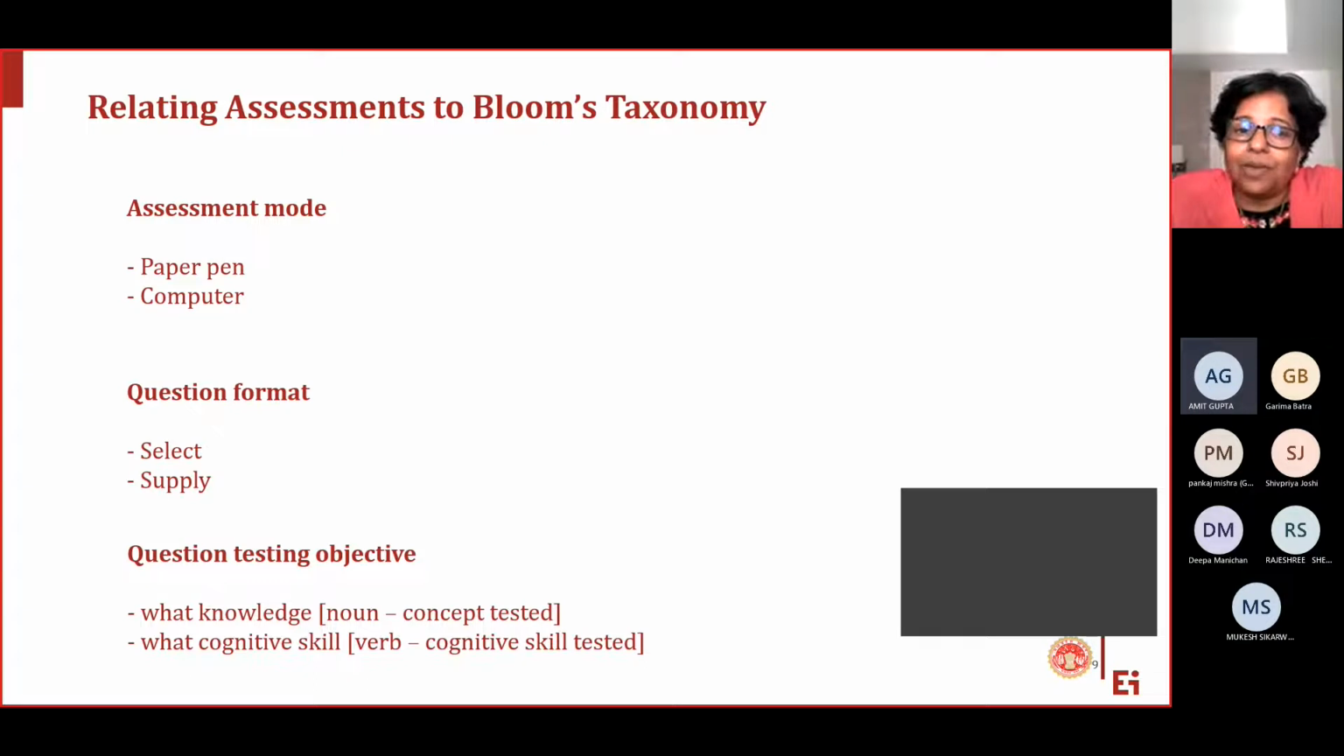And every question should have a testing objective. And what are the two main components of a testing objective? One is what knowledge it is testing, that is the concept you are testing, and what cognitive skill you are testing. So a testing objective should state both the concept that is being tested and also the cognitive skill that is being tested. So let's look at an example of a testing objective.